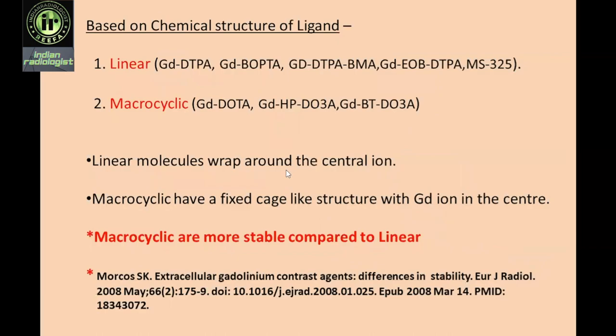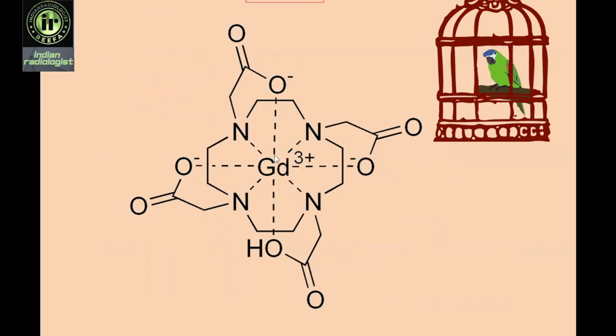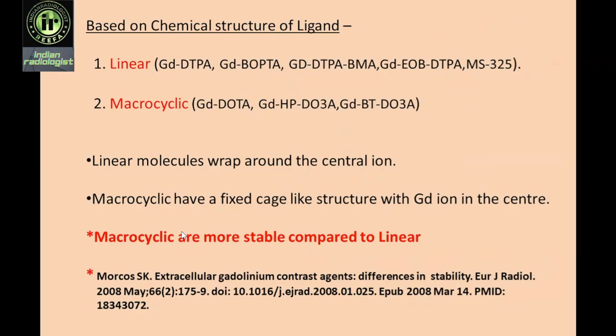Macrocyclic ligands already have a fixed cage-like structure. The chemical structure is like a fixed cage within which, in the center, the gadolinium ion resides. So compare it with a fixed bird cage, and how a bird stays inside, the same kind of analogy. So gadolinium is in the center of a fixed cage. So according to the studies, the macrocyclic ligand variety is more stable compared to linear, because it is difficult to extract the gadolinium ion from the macrocyclic ligand structure rather than a linear ligand structure.